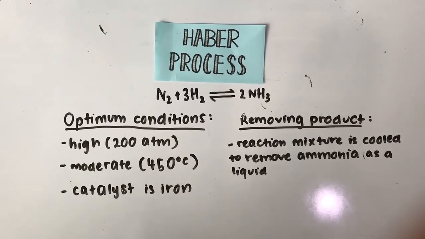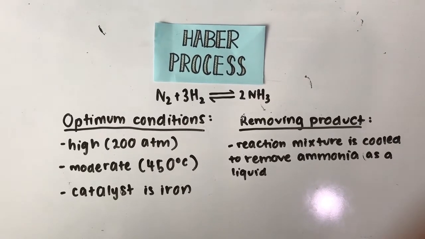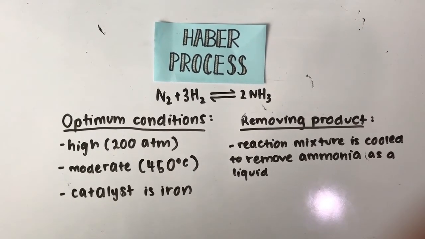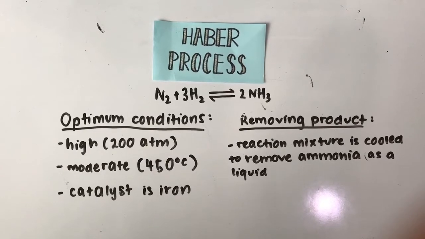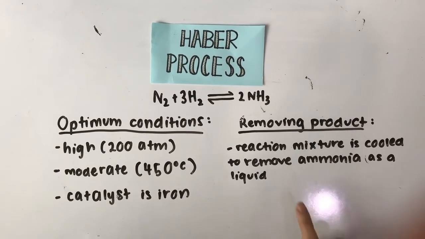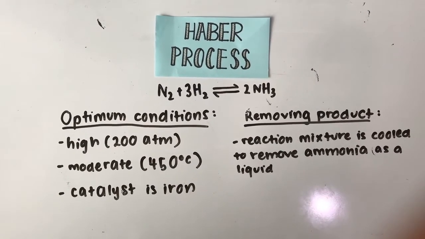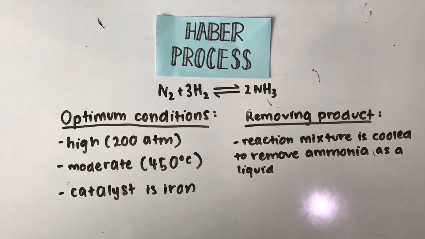Iron as the catalyst speeds up the forward and backward reactions equally, so the equilibrium is reached faster. And we have to note that a catalyst does not shift equilibrium. And to remove the product, the reaction mixture is cooled to remove ammonia as a liquid. This prevents it from breaking down to nitrogen and hydrogen again.